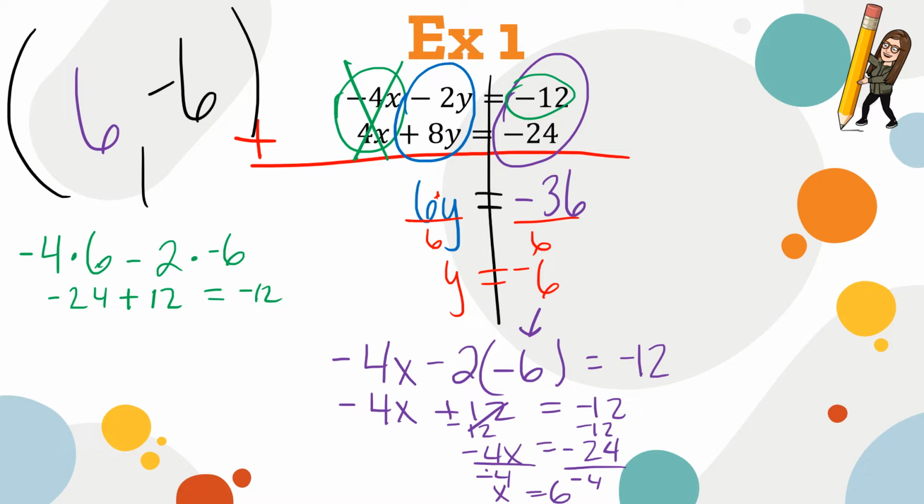Let me try the second equation. Watch this. 4 times 6 plus 8 times -6. That would be 24 subtract 48. Guess what? That's -24. So I proved by plugging them into both equations that my solution is correct.